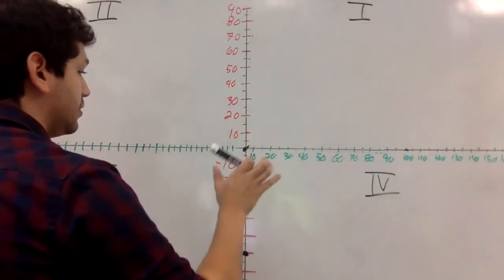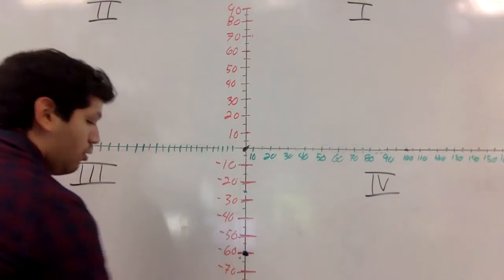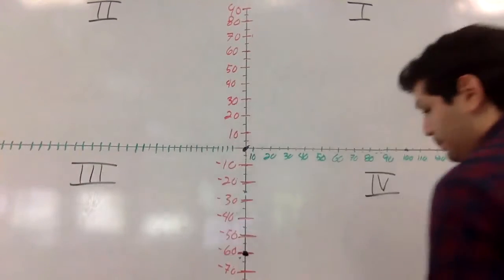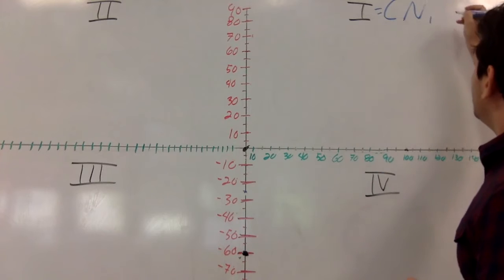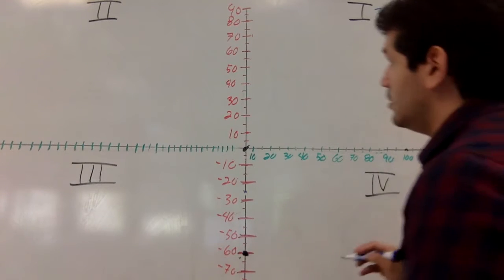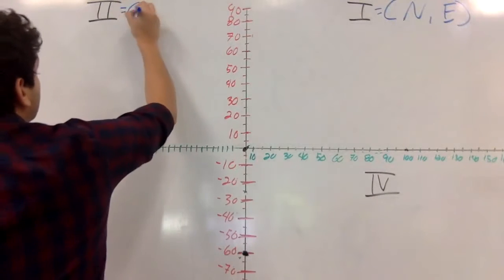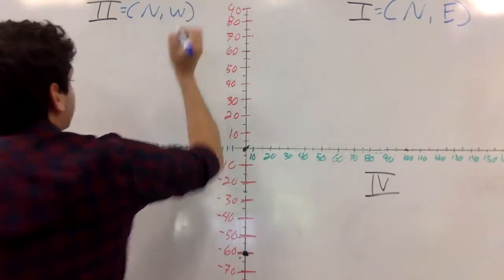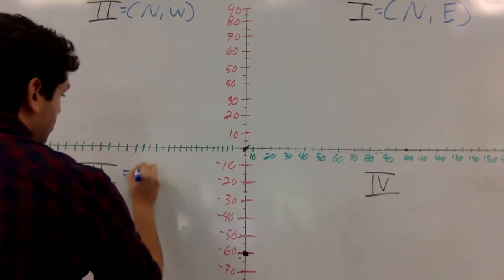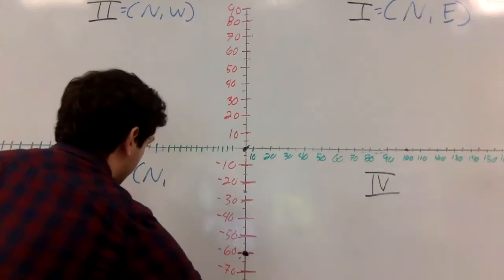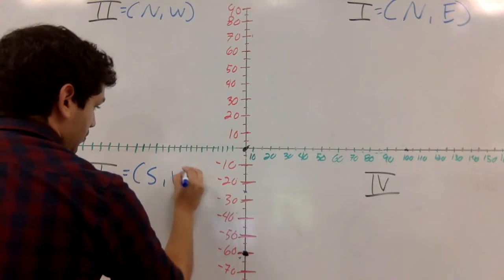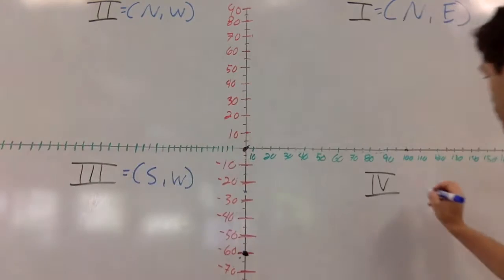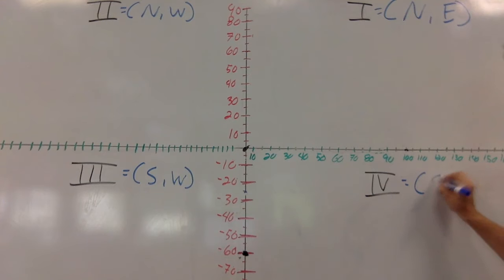We'll always have these different little quadrants. Quadrant 1 will always be north, east. Quadrant 2 will always be north, west. Quadrant 3 will be, oh, whoops, see, I messed up already. South, west, and quadrant 4 will be south, east.